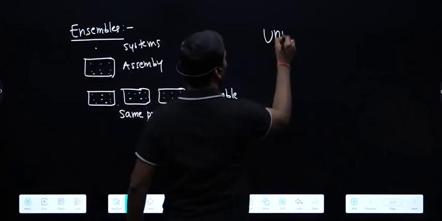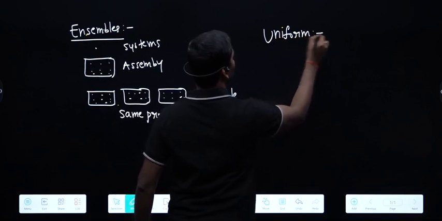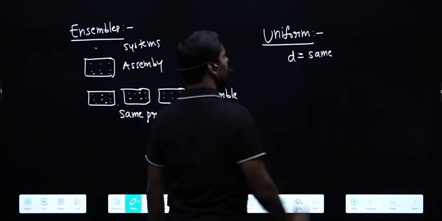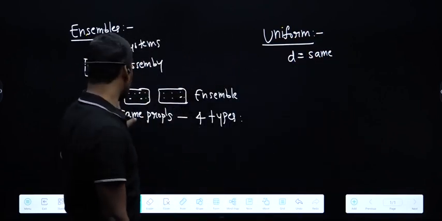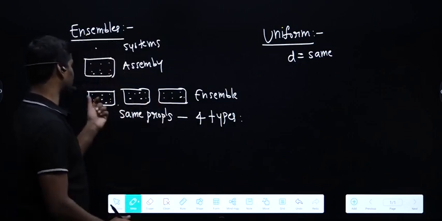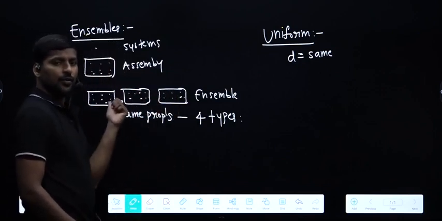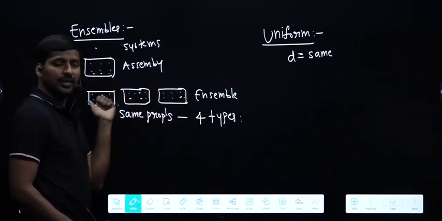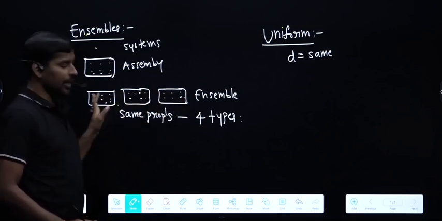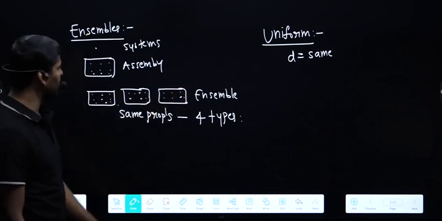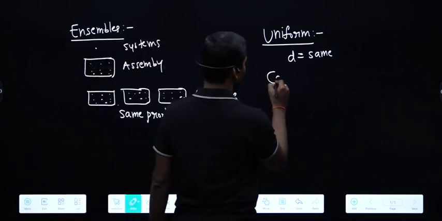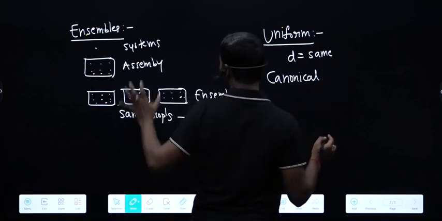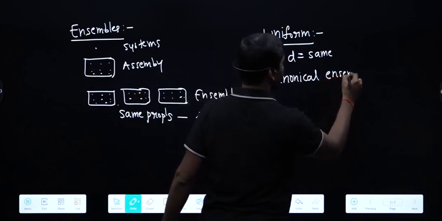First one, uniform ensemble. If the density of each assembly is the same, if density is constant, then such an ensemble is called a uniform ensemble. The volume of each assembly is the same in each case. If the number of particles is also the same in each assembly, then the density of each assembly is the same. No need to think too much about these ensemble concepts, just remember these conditions.